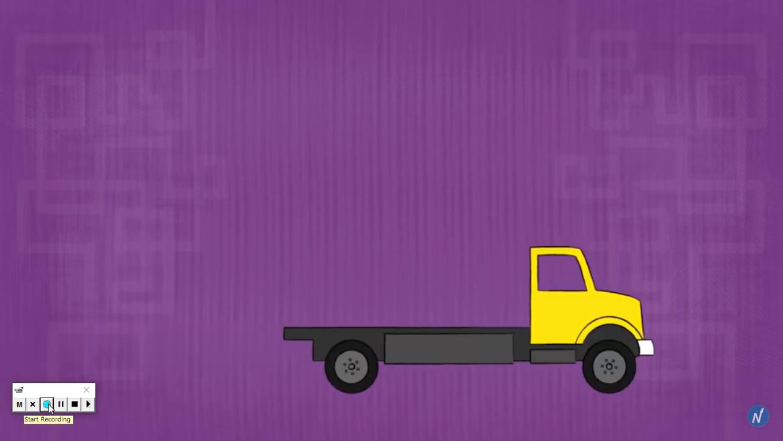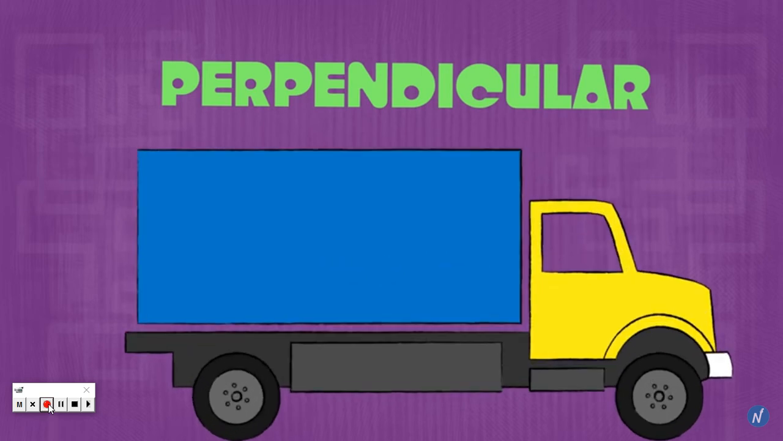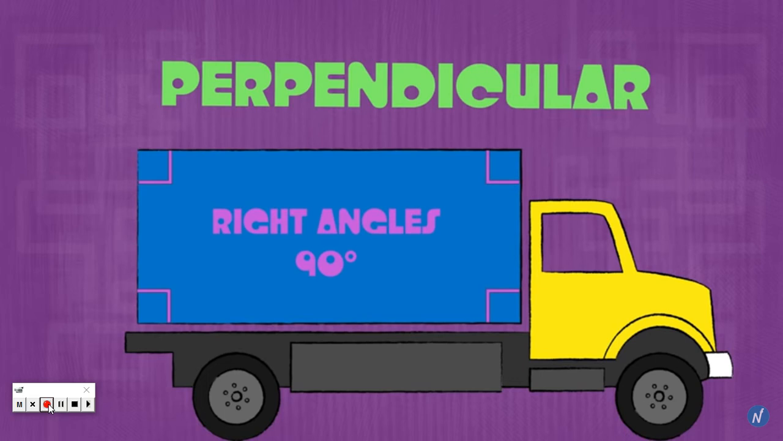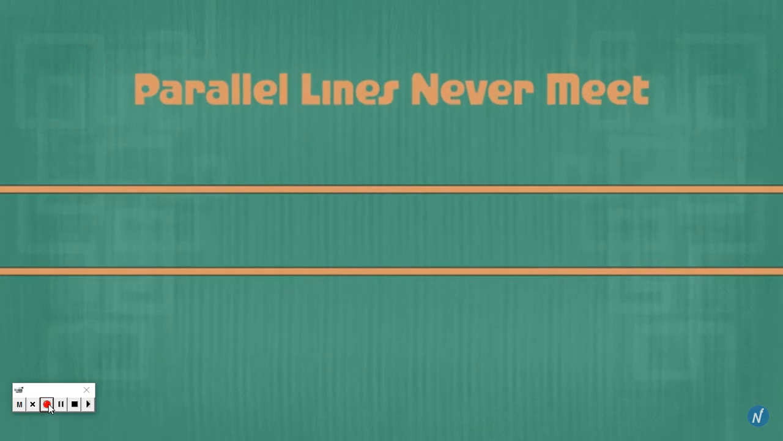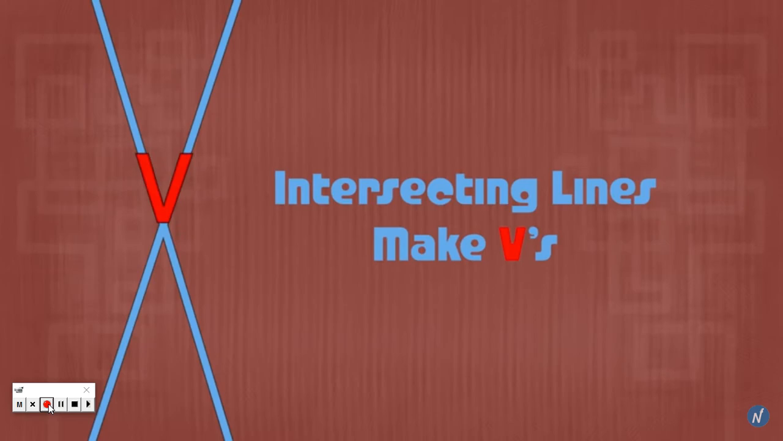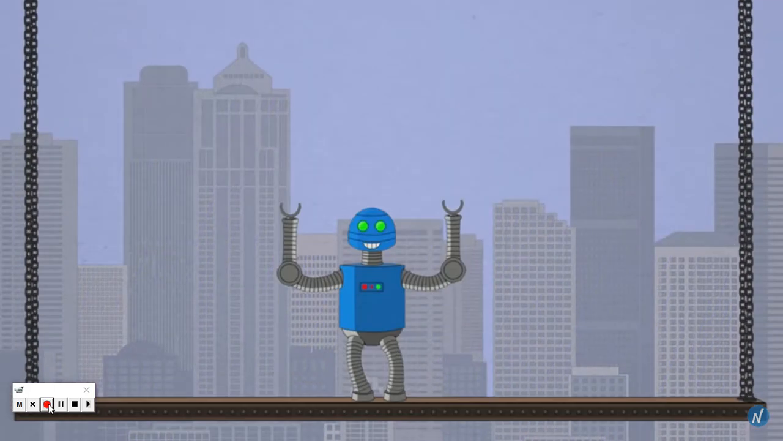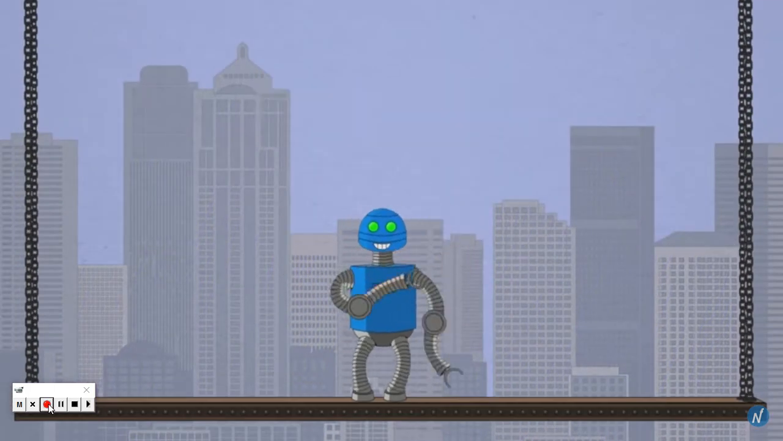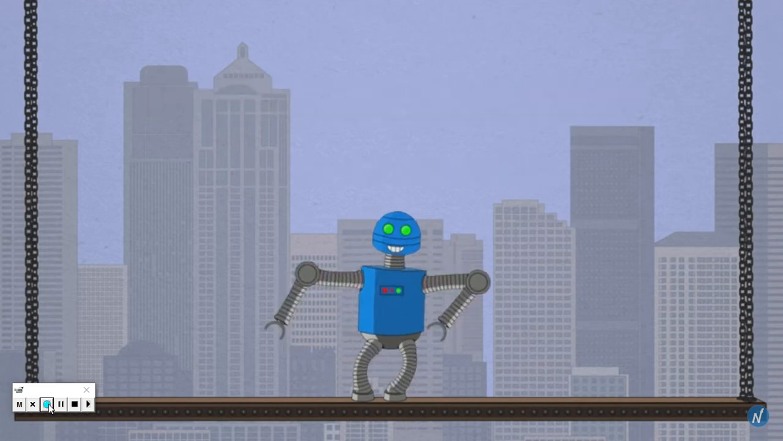You'll find lines that are perpendicular on the rectangle's perimeter. Or let's break it down even simpler. They make right angles in particular. Parallel lines never meet. Intersecting lines make V's. Perpendicular lines meet at 90 degrees. Put your hands in the air with me. Parallel, intersecting, perpendicular, irregular.